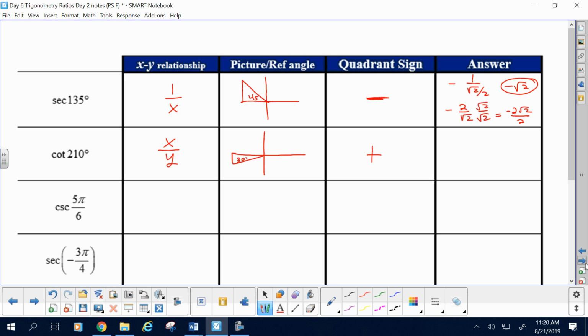And then let's talk the sides. The x side is the long side. What's the long side of a 30-60-90? Root 3 over 2. And what's the short side of a 30-60-90? 1/2. And if the 2's drop out, then I just get a positive root 3.